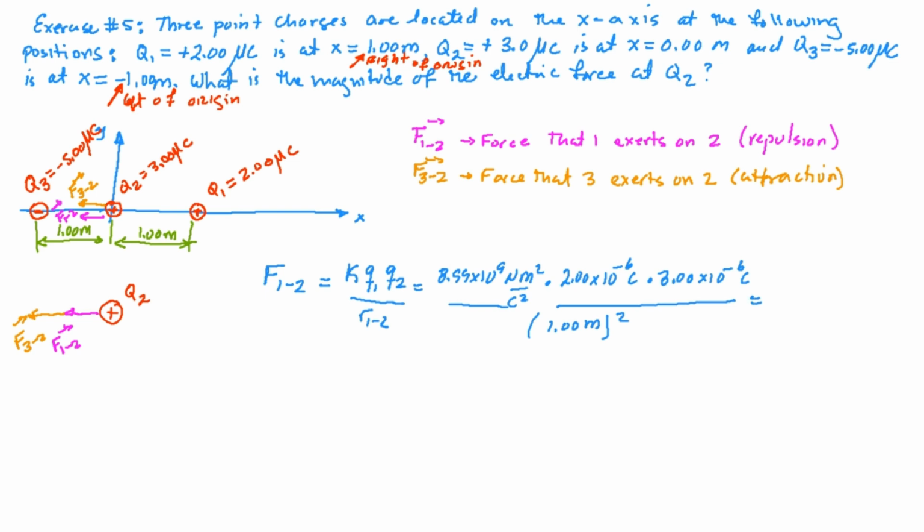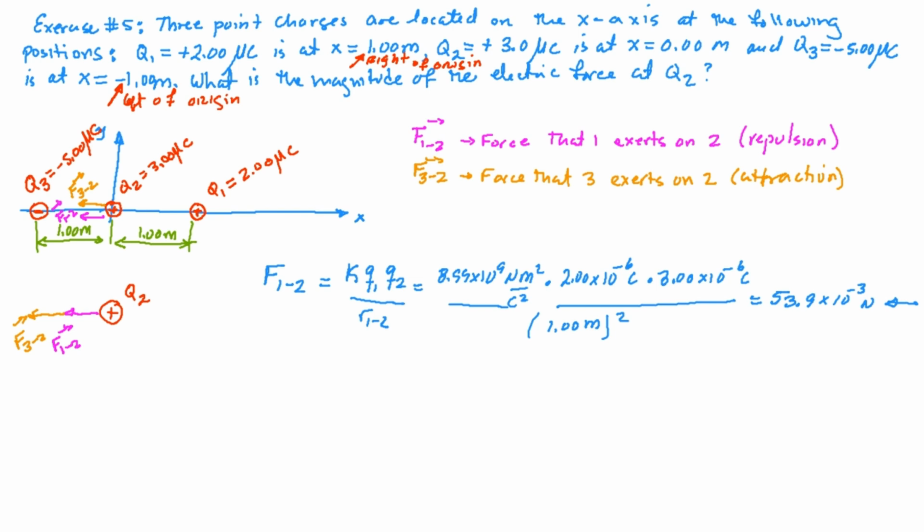When we calculate that force, of course, the meters squared are going to cancel, the coulombs squared are going to cancel, and what we get as output is just newtons. That force on 2 due to 1 is 53.94, so let's say 53.9 times 10 to the negative 3 newtons. In what direction? To the left.